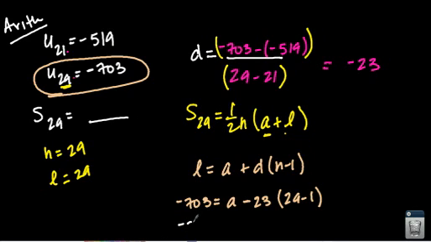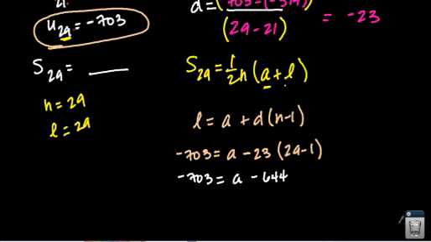So I end up with negative 703 equals A, and then I just went ahead and did this math. I end up with negative 644. So to find A, I'm going to add 644 to both sides. And then A has a value of negative 59.